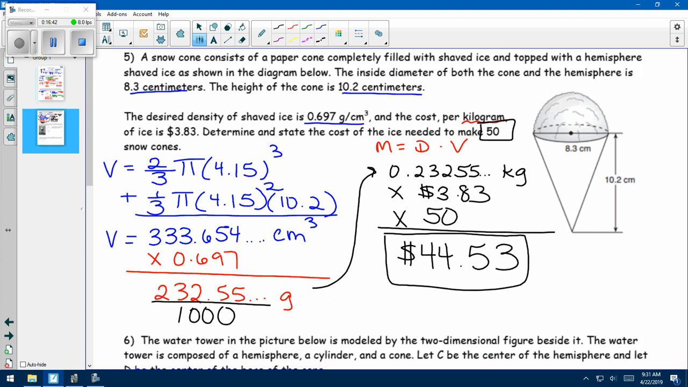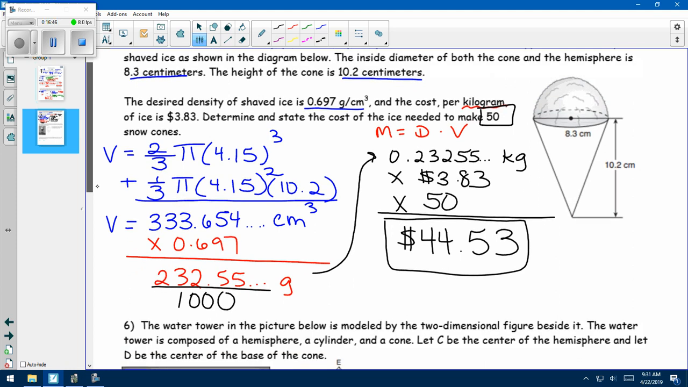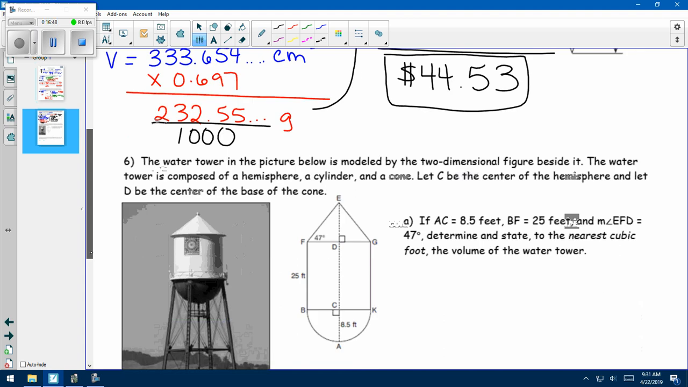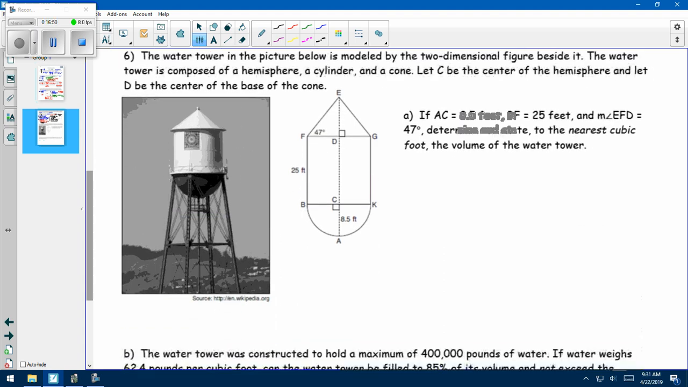Okay. Last thing we're going to do is go ahead and take a look at the question at the bottom. And again, even though this is a 6-point question, I like this question as far as a volume and density application are concerned. So if you have this in the picture, a water tower that's modeled by the two-dimensional figure beside it. So we have a 2D representation right here of this three-dimensional water tower. And actually, if you drive on Route 31 in Fairport, the Fairport water tower is very similar in shape to this one that you're looking at right here.